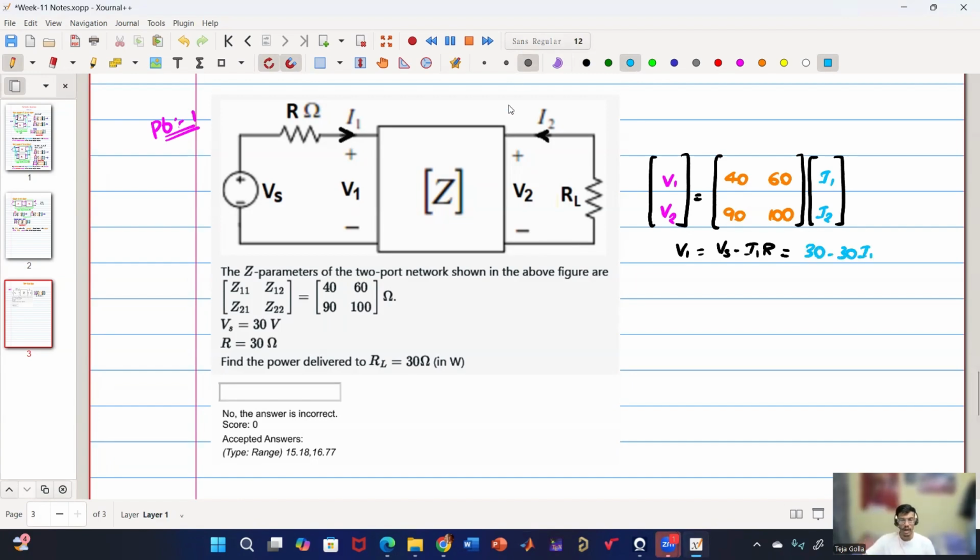Okay. Now anything about V2 that I can write in terms of I2 and RL? V2 is equal to minus 30 I2. Okay. So is it correct? The direction and polarity, is it okay or something is wrong? Minus R into I2, 30 into I2, right? Yes. Okay, very good.